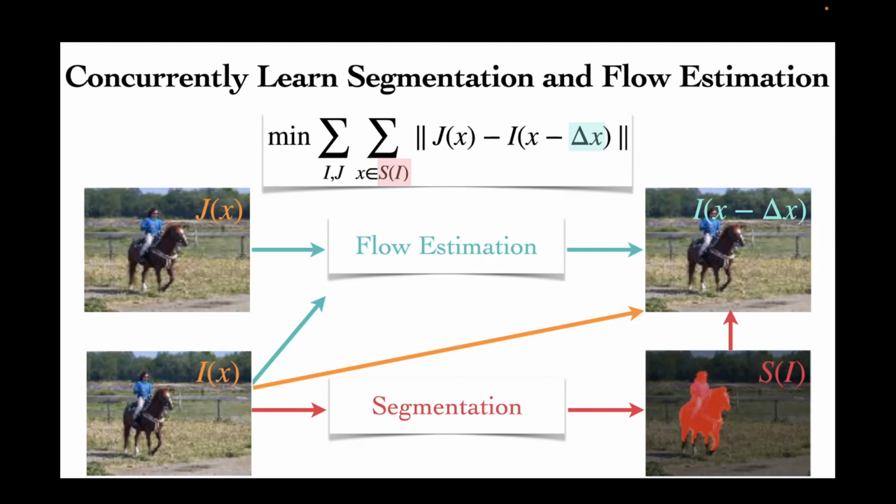So in order to minimize the loss, we need to get the two things right. Getting segmentation right is not enough. We also need to make sure the flow estimation is also correct. Only when both are correct, we have minimal reconstruction.